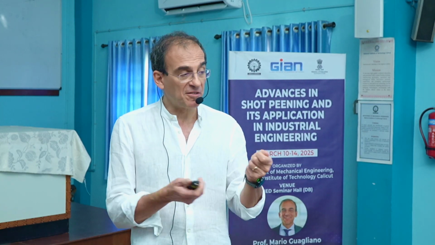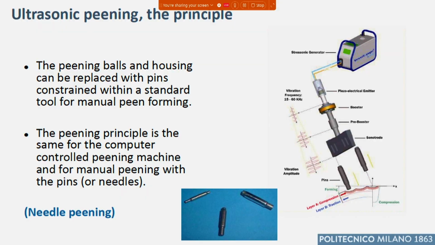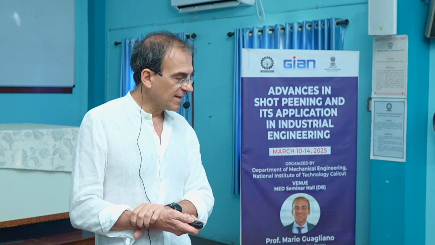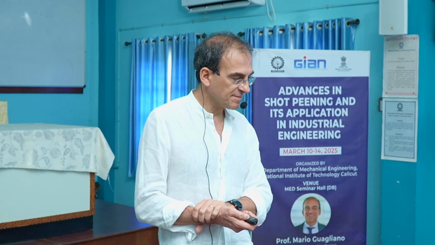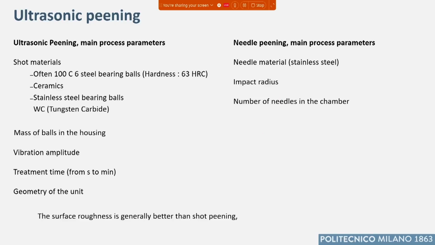And here is some example of pin. In this case, this is more similar to what we commented on at the opening of the course, that is hammer peening. This is a sort of ultrasonic hammer, and we can finally treat the part with this tool, by moving the tool in the appropriate way, maybe with an automatic system.